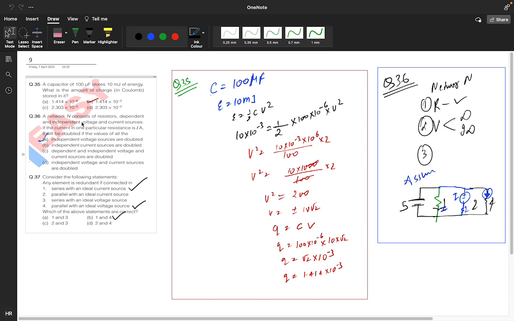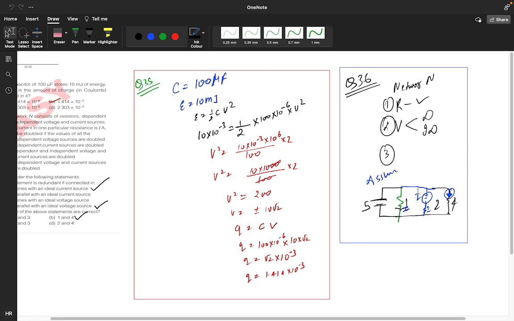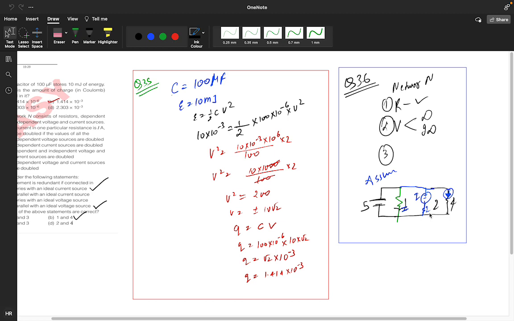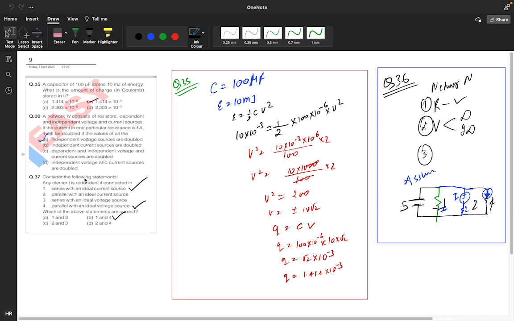A network can consist of resistors, dependent and independent voltage and current sources. If the current in one particular resistor is I ampere, it will be doubled. So in any network, if you want to double the current, you need to double the supply voltage. I assumed a circuit like this by myself; you can assume a different circuit and you will see the result. Whenever you double this supply, this current will also get doubled.